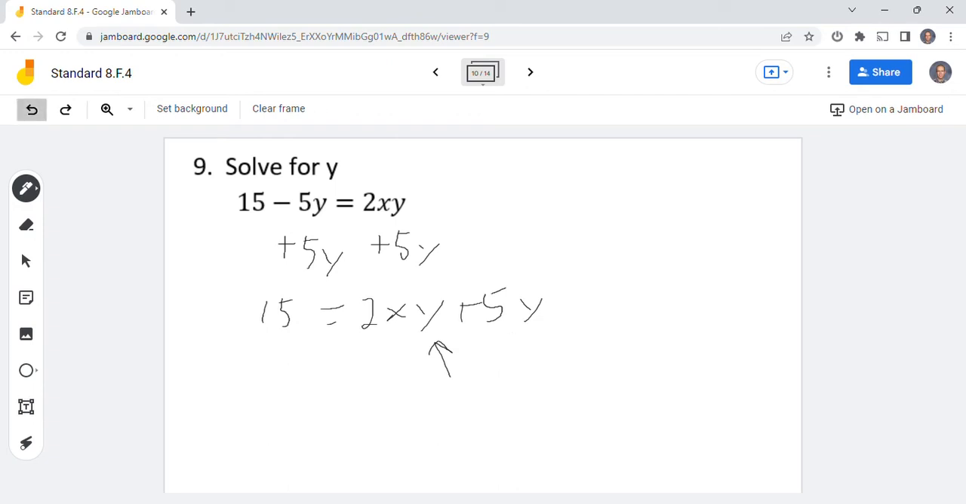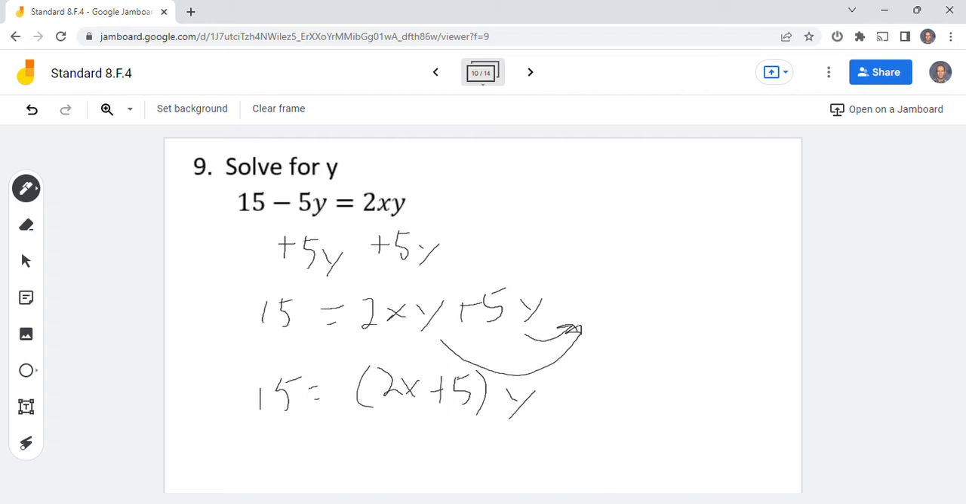So this question, we're going to have to factor out the y's. So we're going to divide that out, factor it out. We end up with, inside the parentheses, 2x left with our first term and a 5. And we have the y left outside.